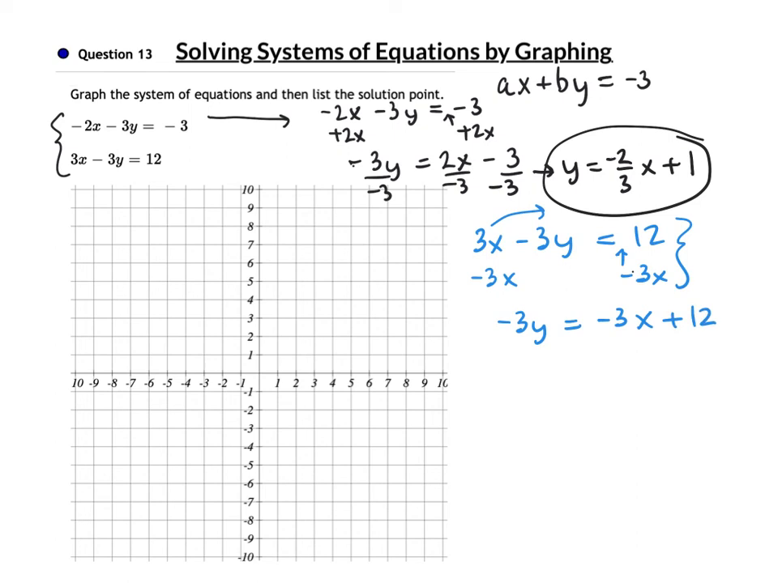Get the y by itself. Divide everything by -3 on both sides, every term. Terms are separated by addition and subtraction and equals. Y equals, notice the two negatives make a positive. 3 divided by 3 is 1, so 1x is x, minus 12 divided by -3 is -4. The slope is 1 then, and the y-intercept is -4.